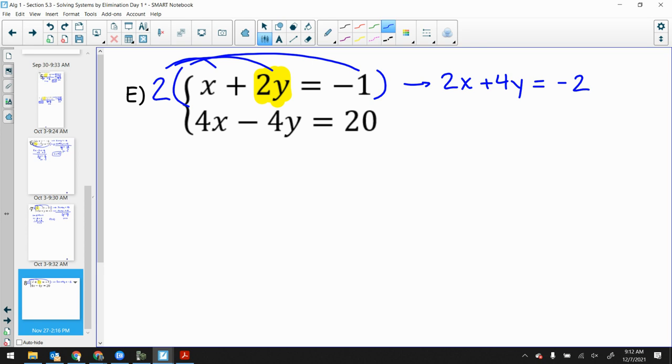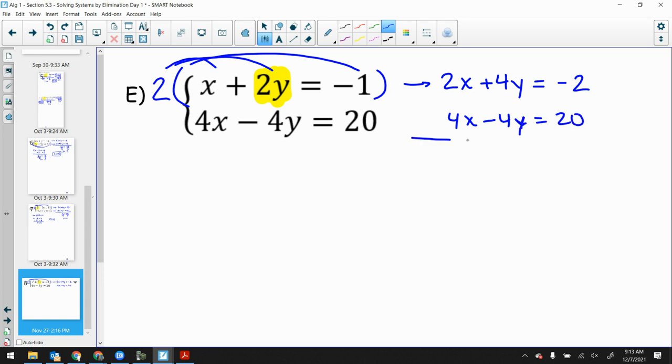The tendency is you choose what number you multiply your x and y by, and you forget about the constant. I have no idea why. It just happens all the time. Like you write 2x plus 4y equals, and then you end up just writing negative 1. Be careful of that. All right, and the bottom stays exactly the same. 4x minus 4y is equal to 20.